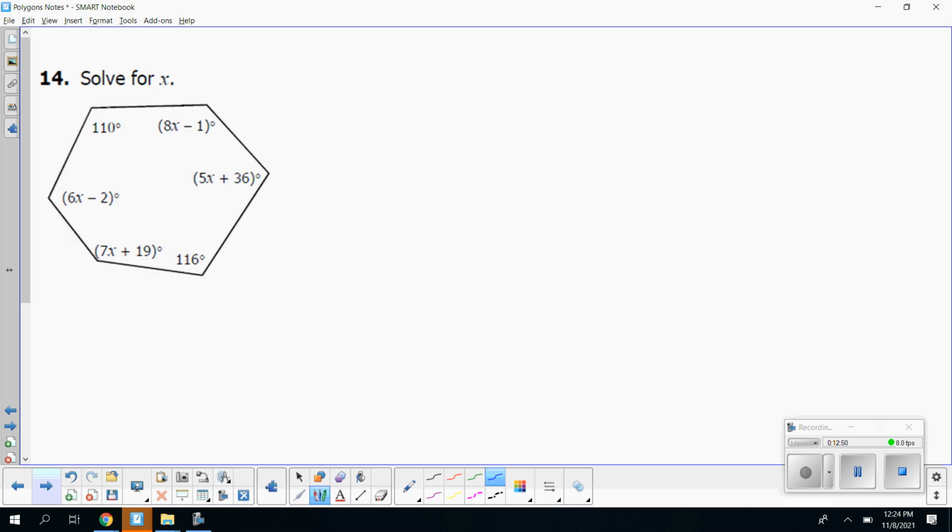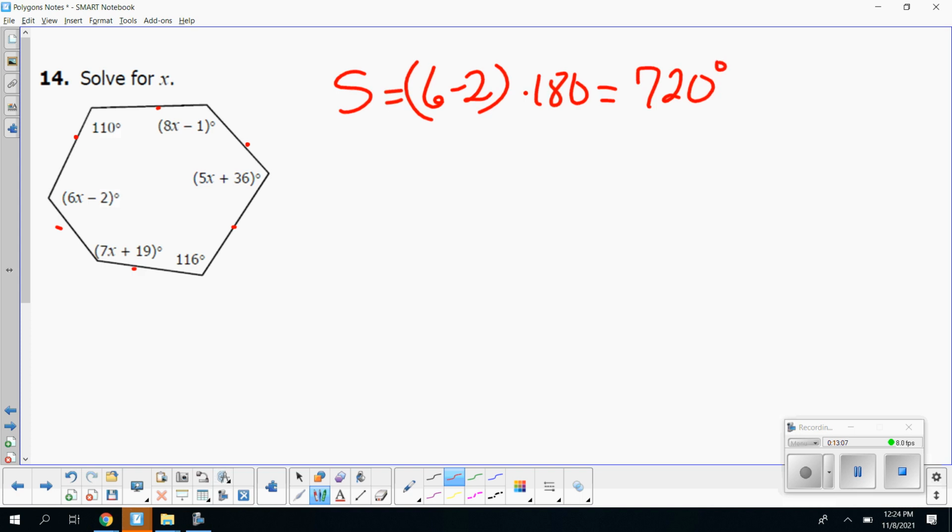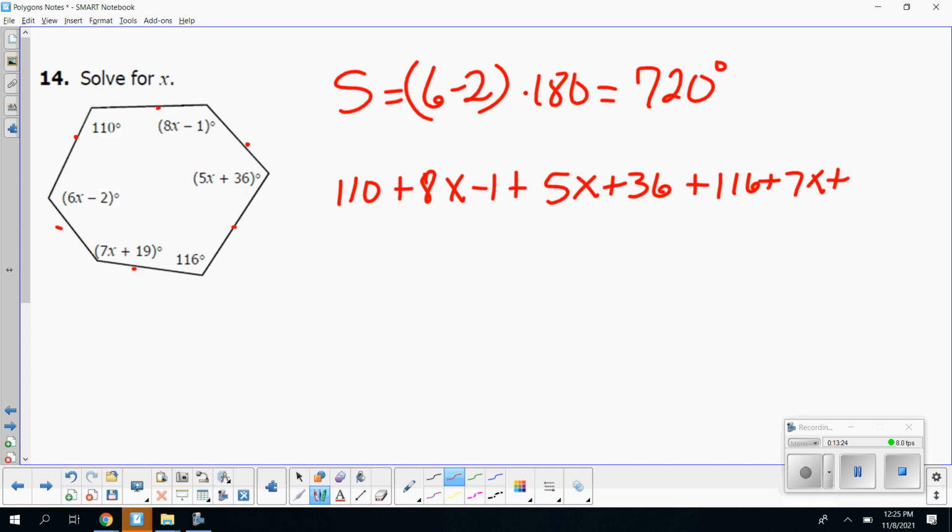Let's take a look at 14. So for 14, we have a 1, 2, 3, 4, 5, 6-sided figure. So if we take S equals 6 minus 2 and multiply it times 180, that's going to give me 720 degrees for the inside of that figure. So if we take all of those angles and add them together, 110 plus 8x minus 1 plus 5x plus 36 plus 116 plus 7x plus 19 plus 6x minus 2, and we set that equal to 720.